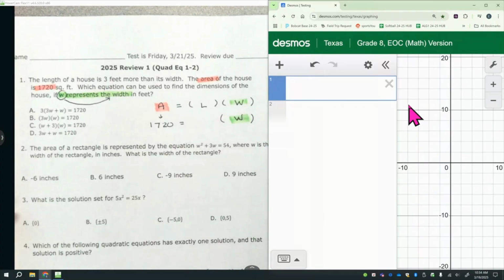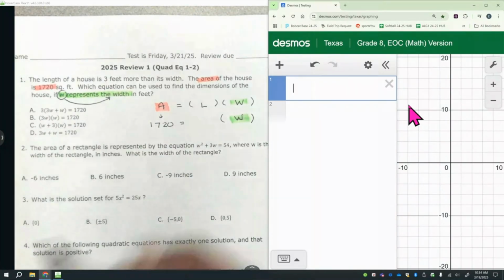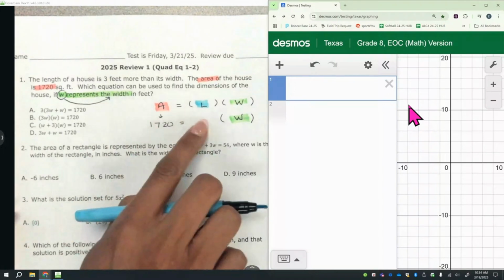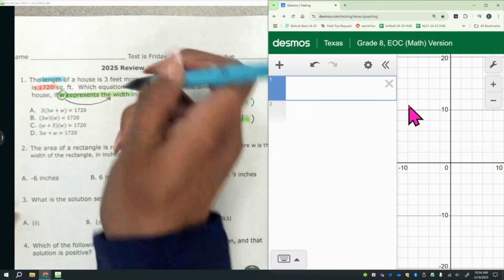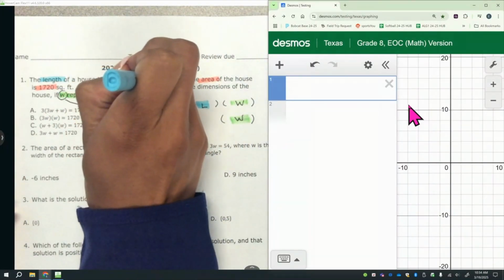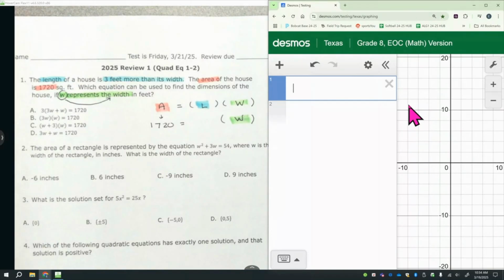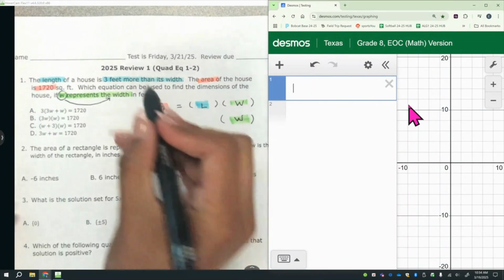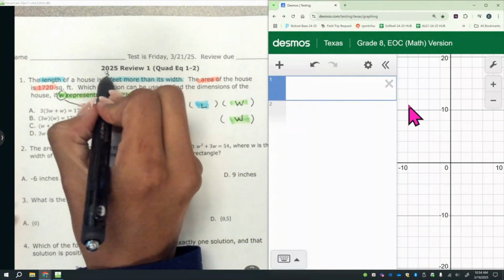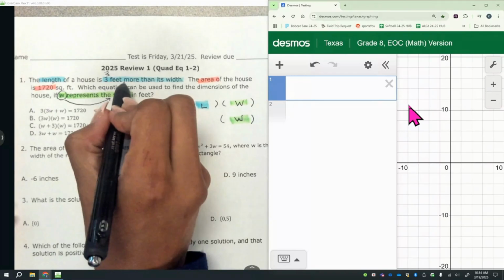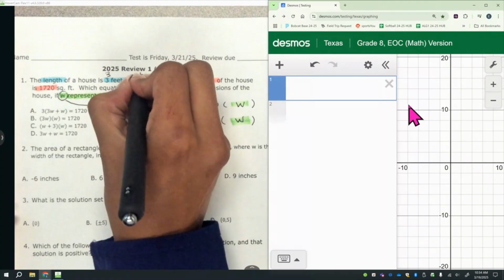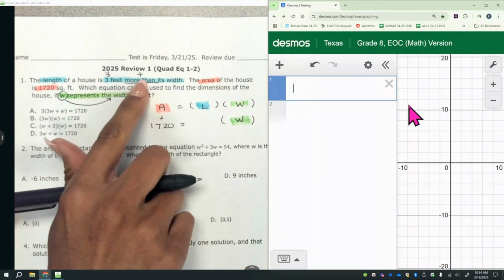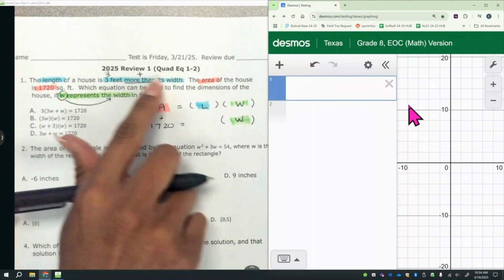Okay, so this is going to help us with our length. Now our length, it says this part at the very beginning. It says the length of a house is, here's our information, 3 feet more than its width. Okay, so I always like to take the words and try to turn them into numbers and variables. So we know 3 feet, so 3 feet more than is going to be my plus sign. So 3 feet more than 3 plus its width.